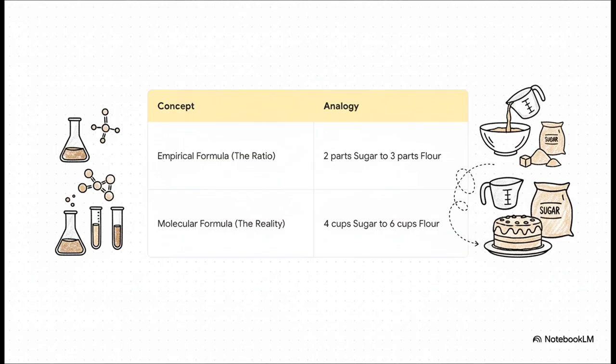Let's make it even simpler. Think about baking a cake. The empirical formula is like the basic recipe ratio. For every 2 parts of sugar, you need 3 parts of flour. Simple enough, right? But the molecular formula, that tells you what you actually scooped into the bowl. Maybe you double the recipe, so you used 4 cups of sugar and 6 cups of flour. See? The ratio is exactly the same, but the reality, the actual amount, is totally different.